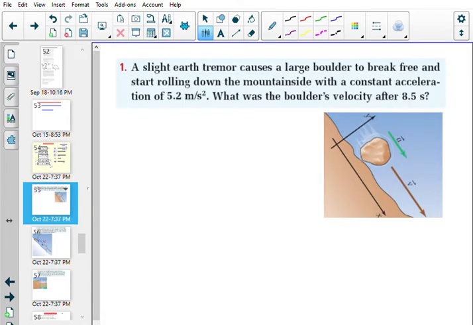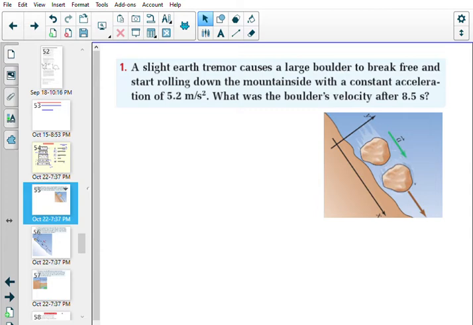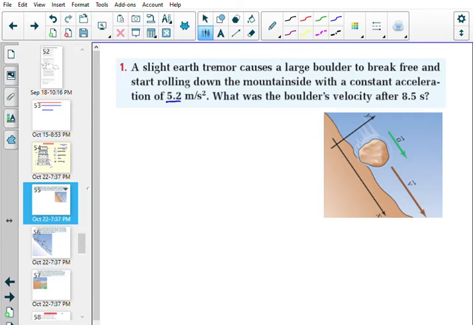We'll identify variables in the question, and then we'll choose the formula we need appropriately. Here we see that an earth tremor has caused a large boulder to break free and start rolling down the mountainside with a constant acceleration of 5.2 meters per second squared. So this boulder starts to roll down the hill, and they give us an acceleration for that boulder of 5.2. As soon as I see this unit, 5.2 meters per second squared, that indicates that it is an acceleration.